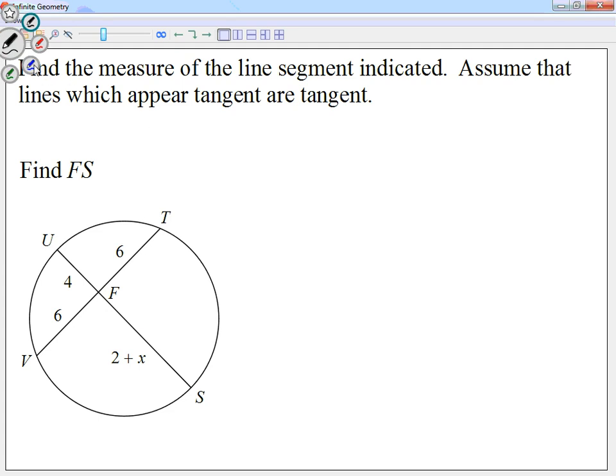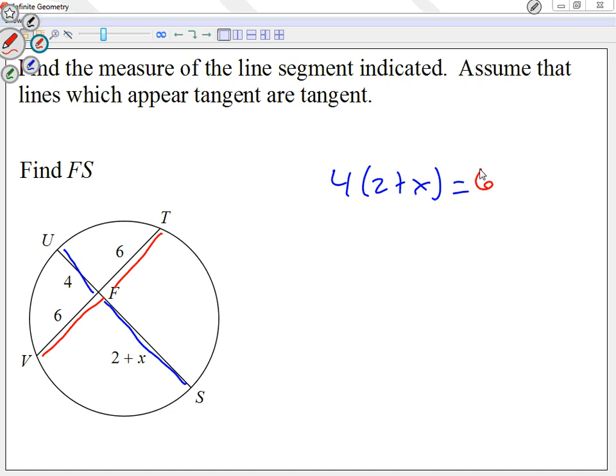So if I look at one of my segments, it's made by 4 and 2 plus x. So I have 4 times 2 plus x. My other chord is made by the numbers 6 and 6. So I'm going to go 6 times 6. So once again, on this parentheses, because there's a plus or minus in between it, I'm doing the distributive property. So I have 8 plus 4x equals, in this case, 6 times 6, I'm going to call that 36.